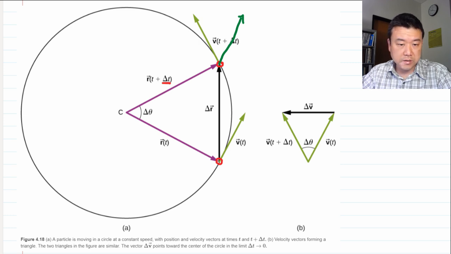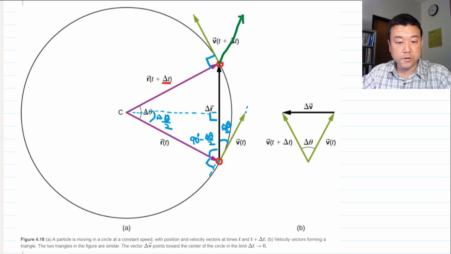The tangent direction to the circle is perpendicular to the radius. And what that tells me is, since you have a 90-degree angle here, this is 90 degrees minus delta theta over 2, because this is delta theta over 2. So the angle here is delta theta over 2.